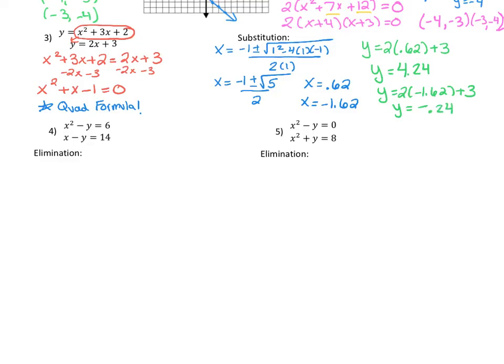-0.24. So my two solutions would be, and I'm going to write them over here because I have a little more space over here, 0.62, 4.24, and -1.62, -0.24. So rule of thumb, unless it specifies otherwise, round your answer to 2 decimal places.